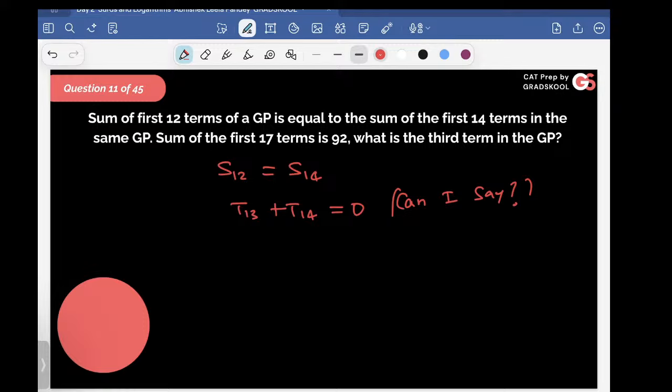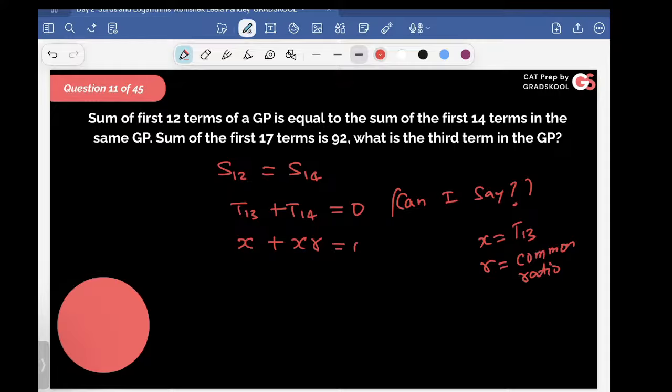T13 plus T14 is equal to 0. Let me say that T13 is X. So T14 will be X times R, where R is the common ratio. I'm assuming X as T13 and R as the common ratio. All right, in a GP, what happens? Every term is R times the previous term.